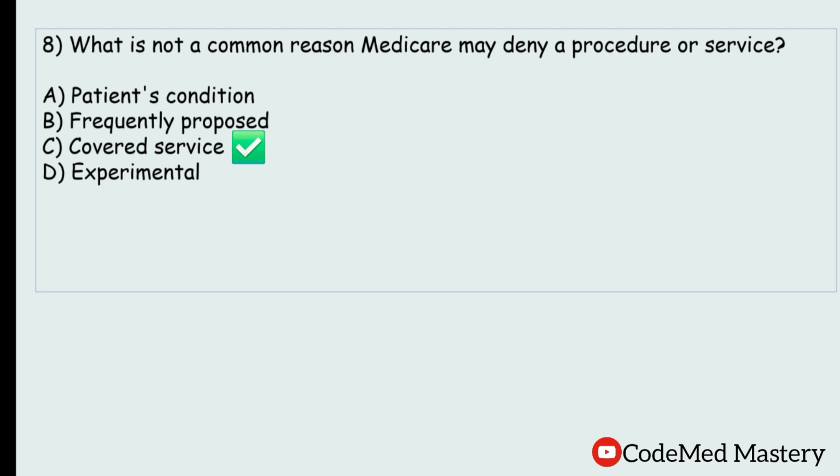Medicare does not deny procedures or services that are covered under its guidelines. Common reasons for denial can include the patient's condition, not meeting specific criteria, procedure or service being experimental, or the service being frequently proposed but not medically necessary.